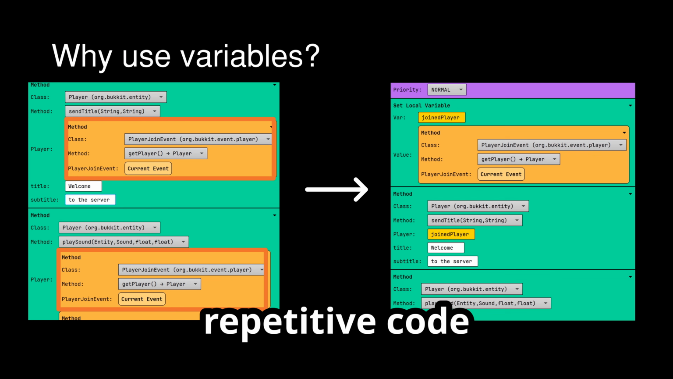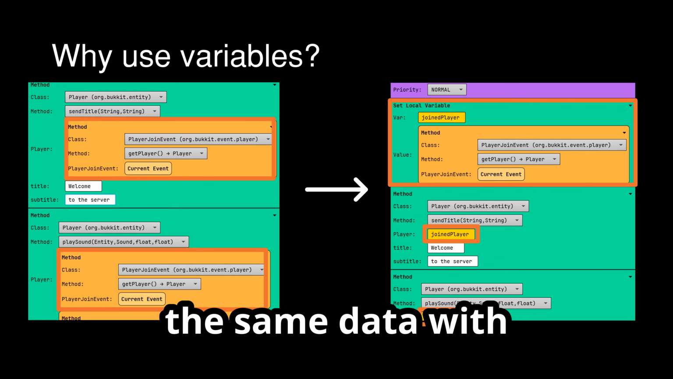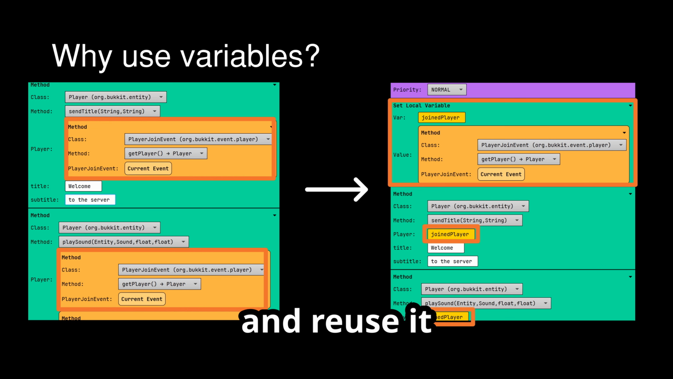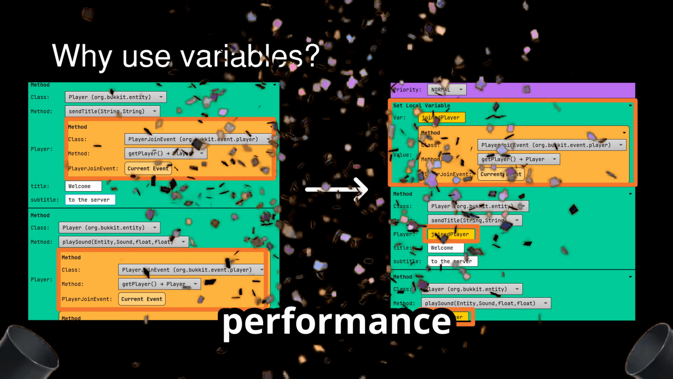Well, it avoids repetitive code. Instead of fetching the same data with unnecessary methods, you store it once and reuse it. Less work, better server performance.